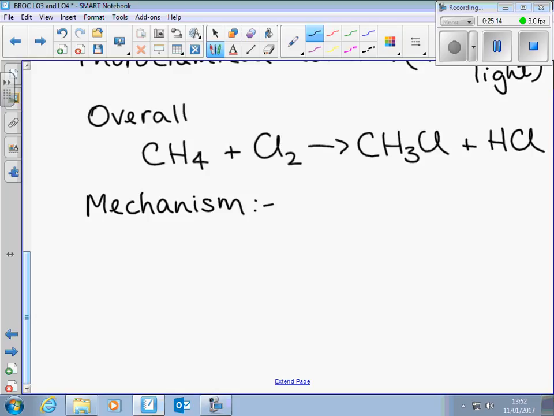The 3 steps have very distinct names. So we have initiation, propagation, and termination. And it's all to do with this chain reaction. So the chain initiation, this is our first step. The chain initiation is simply just the production of the chlorine radicals.